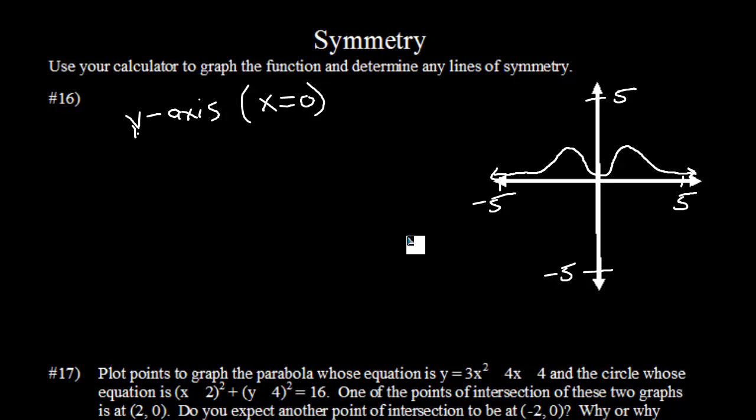And that's it. I mean, there's infinite possibilities of what it could be symmetric to, but you can see by looking at it, the only way you can fold this in half so that it's equal on both sides is on the y-axis.